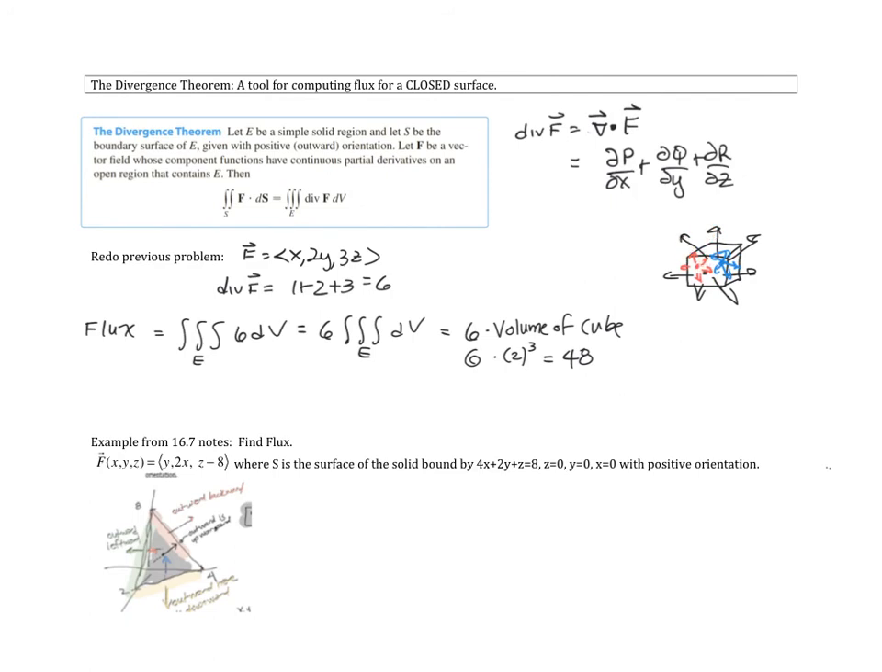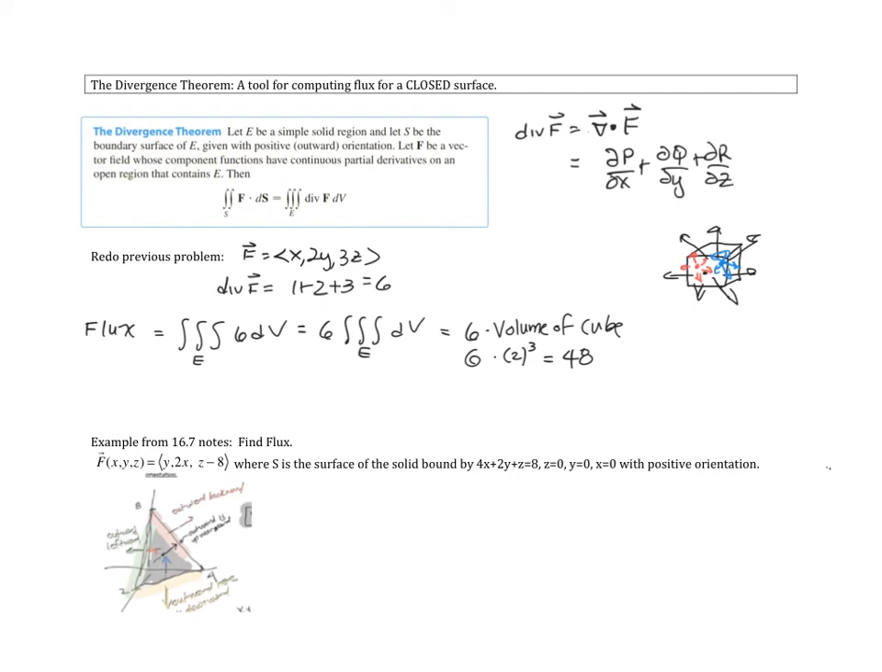Now that's not a proof. That just gives you a rough idea of why a triple integral would be related to a flux integral. The triple integral is essentially summing up all the net flux. Okay? All right. When can I use it? Closed surface, outward orientation.